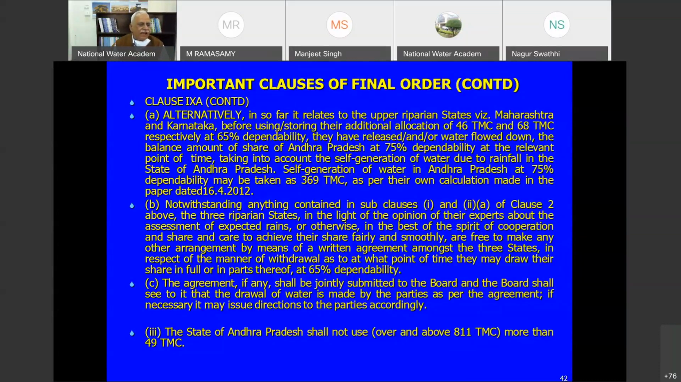C. The agreement, if any, shall be jointly submitted to the board, and the board shall see to it that the drawal of water is made by the parties as per the agreement. If necessary, it may issue directions to the parties accordingly. The state of Andhra Pradesh shall not use over and above 811 TMC more than 49 TMC.